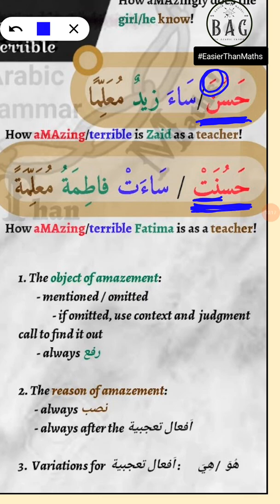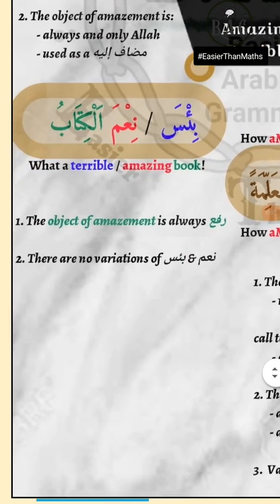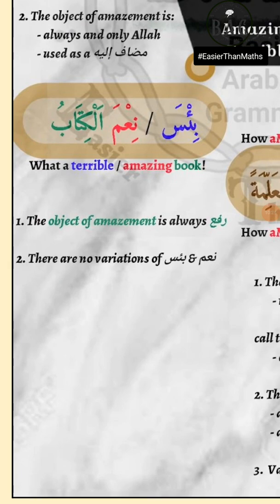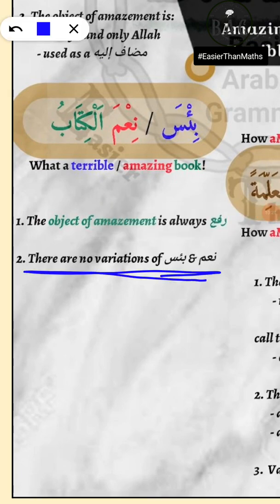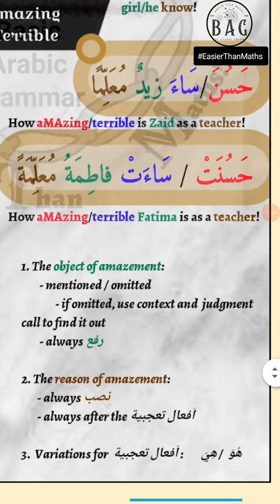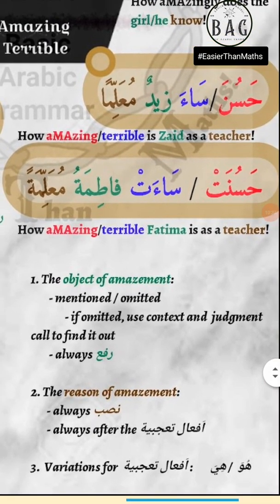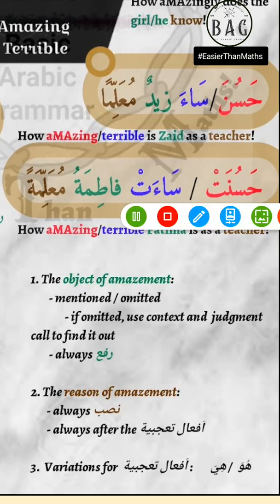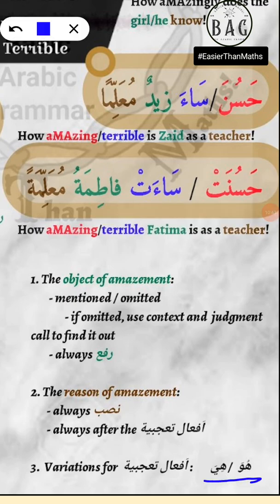All right. So this was the thing about variations, and as I told you in this example that there are no variations in ni'ma and bisa. That's what I meant. There are no variations of ni'ma and bisa, but there are two variations in hasuna and sa'a. So what are those variations? It's the huwa and hiya variations. Hasuna is for grammatically masculine objects of amazement, and hasanat is for the grammatically feminine objects of amazement.